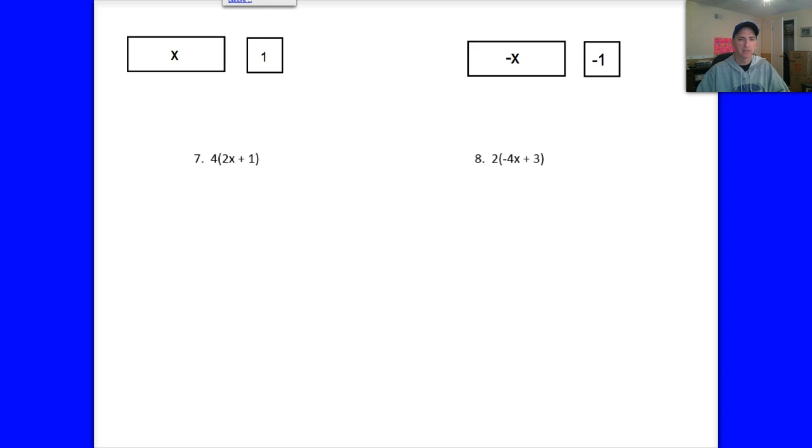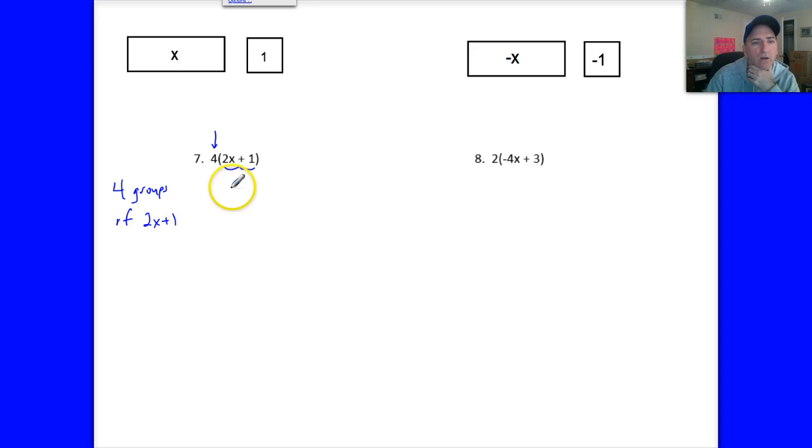We're on number 7 in the notes. I'm going to talk you through number 7, then I'm going to ask you to do number 8 on your own. I just want to talk through one more here. If you watched the previous video, you might have already finished this particular page, but we have 4 times 2x plus 1. So what that means is we have 4 groups of 2x plus 1.